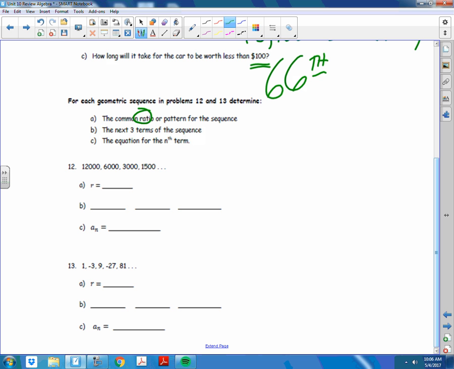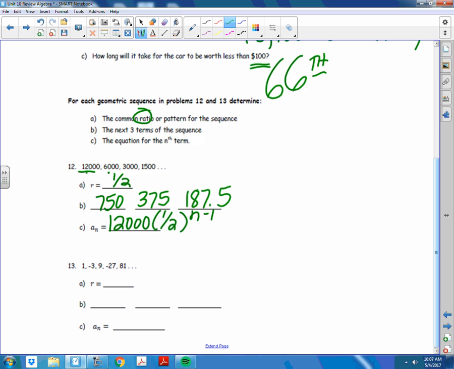That's an arithmetic sequence. You divide the second number by the first number. In this case, if you divide 6,000 by 12,000, you would get a rate of 1/2. Divide, divide, divide. So then you just keep going, which gives you 750, 375, and 187.5.